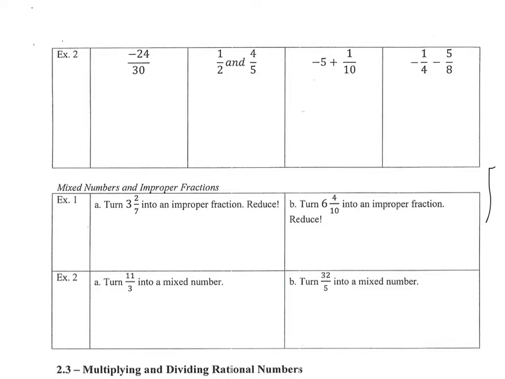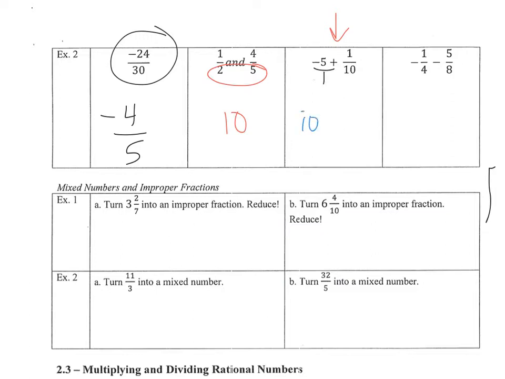So I'm just going to do a couple more examples of reducing a fraction. So if I reduce this, I can divide them both by 6. So it's negative 4/5. The common denominator of 1/2 and 4/5, I would use 10. And then if I'm going to add fractions, I'm going to want to get a common denominator. So what you could do is write negative 5 as negative 5 over 1. So your common denominator is going to be 10. So it's going to be negative 50 tenths plus 1/10, which is negative 49 tenths as an answer.